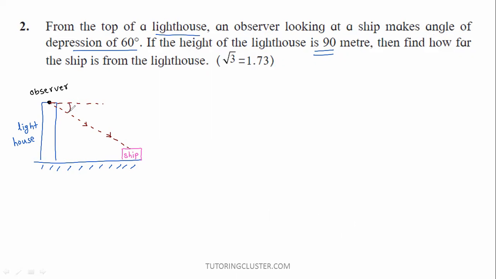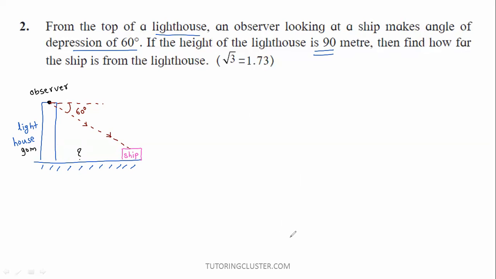The angle of depression is 60 degrees. Remember, the angle of depression or angle of elevation, you have to always take with the horizontal line. Don't take this angle with the vertical as the angle of depression. Now what is the next given thing? The height of the lighthouse is 90 meters. So this height is 90 meters. They have asked you how far the ship is from the lighthouse. So they have asked you this distance.